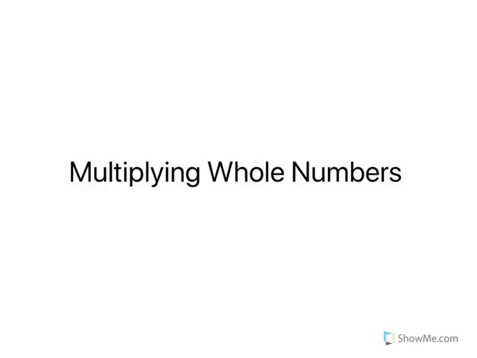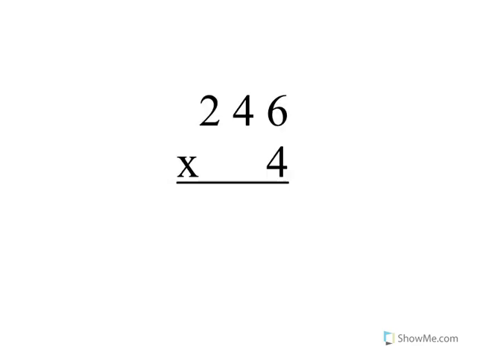Multiplying whole numbers. First, let's multiply 246 times 4. 4 times 6 is 24, so we're going to put our 4 and carry our 2. 4 times 4 is 16, plus 2 is 18. Put our 8, carry our 1. 4 times 2 is 8, plus 1 is 9. And our answer is 984.